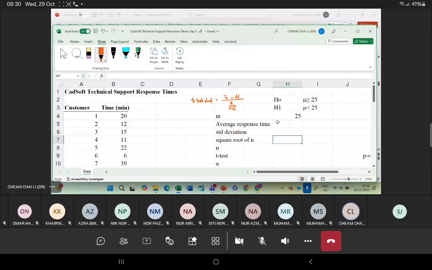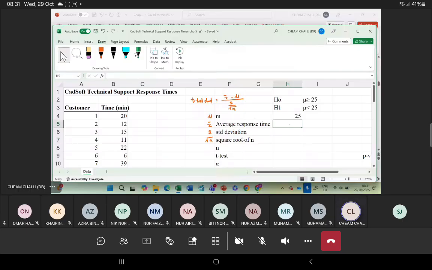Okay, now in order to substitute all the values in this formula, we have to calculate. This is your mu, and this is the average response time, the X bar. This is standard deviation S, because this is sample standard deviation, so kita guna S symbol, and square root of n, kita kena square root kan dia. So semua ni kita substitute dalam formula, so kita kena calculate one by one.